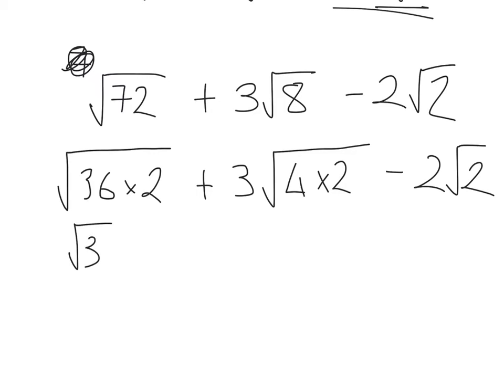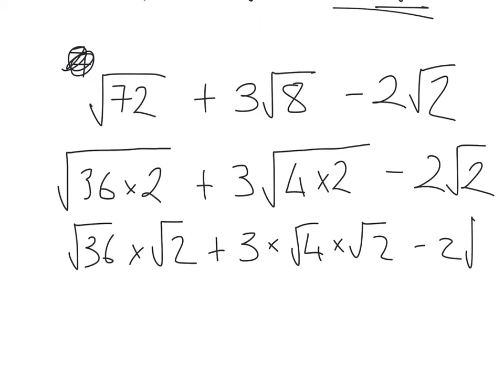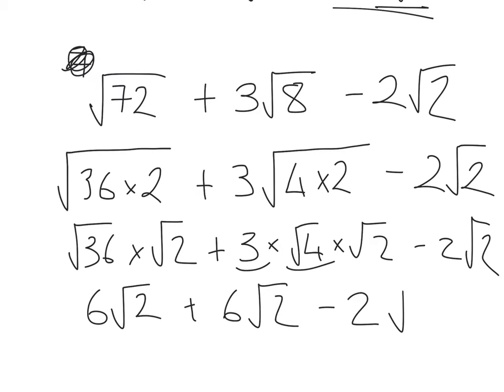So that's root 36 times root 2 plus 3 lots of root 4 times root 2 minus 2 root 2. Root 36 is 6, that's 6 root 2, plus root 4 is 2, 2 times 3 is 6, 6 root 2 minus 2 root 2. So 6 root 2 plus 6 root 2 is 12 root 2, take away 2 root 2, and the final answer is 10 root 2.